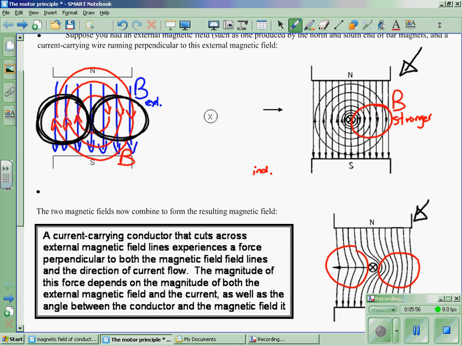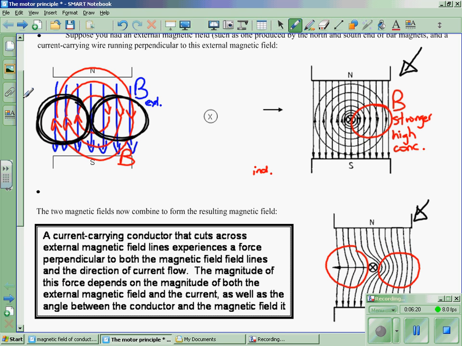In fact, not only are the magnetic field lines stronger, but you can see that they happen to be in higher density. You'll notice that there's a higher concentration of magnetic field lines on the right side. So I'm going to write down that the magnetic field lines are stronger and that we have a higher concentration of them on the right side of the wire.